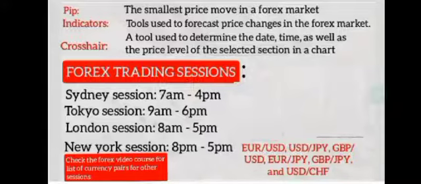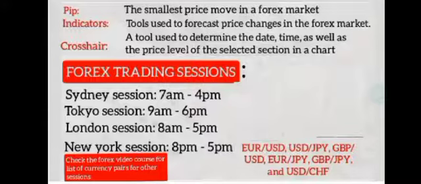There are basically four sessions in forex trading: the Sydney session, the Tokyo session, the London session, and the New York session. So the Sydney session starts at 4 a.m. and ends at 4 p.m. Nigerian time. If you're watching this video and not in Nigeria, you can just convert this to your own GMT in your country. So in Nigeria, it's from 7 a.m. to 4 p.m. for the Sydney session.